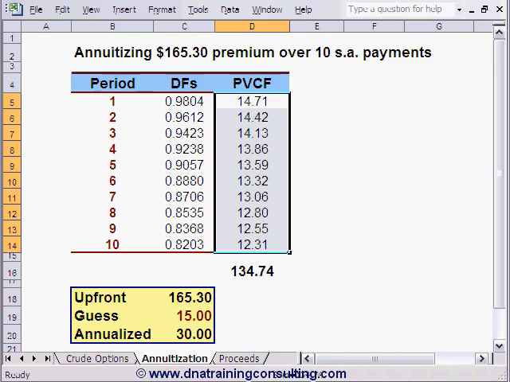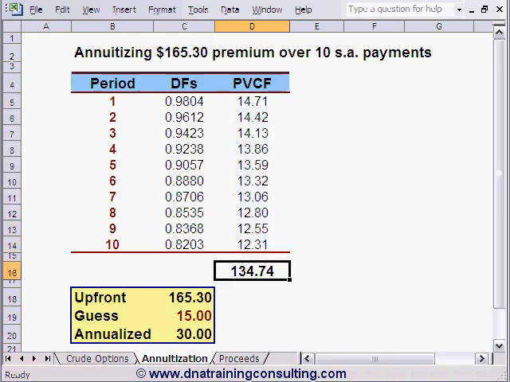We then sum these PVs together in cell D16 and reach a total of 134.74, which is quite a bit lower than the upfront 165.30 that we are seeking. We now use goal seek to find the exact size of each cash flow in the annuity.